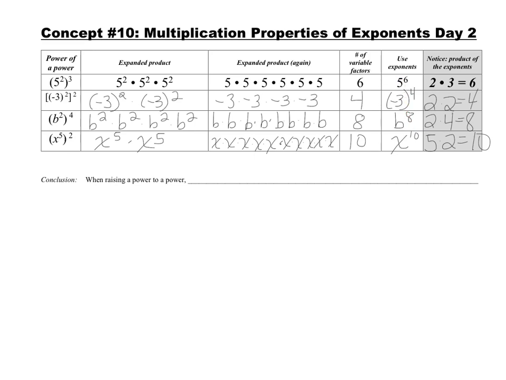So I think it's safe to say that when raising a power to a power, what are we doing to those exponents? Well, we're just multiplying them. So we multiply the exponents.